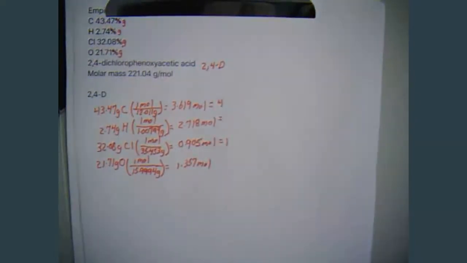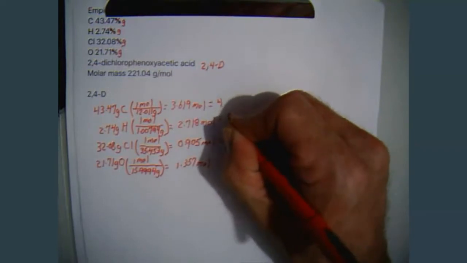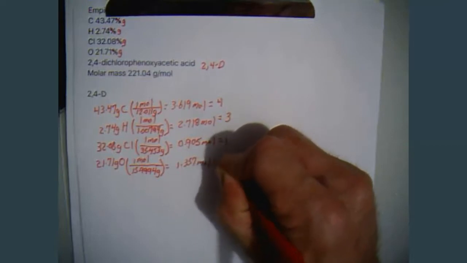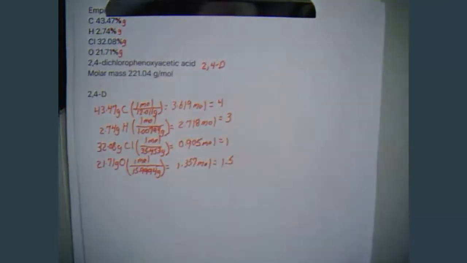If the remainder is greater than 0.8 or less than 0.2, round to the nearest whole number. If it's not, then you can't round. 2.718 divided by 0.905 is 3.00. And then 1.357 divided by 0.905 is 1.499, which is 1.5. Now, that's not close enough where you can round it.